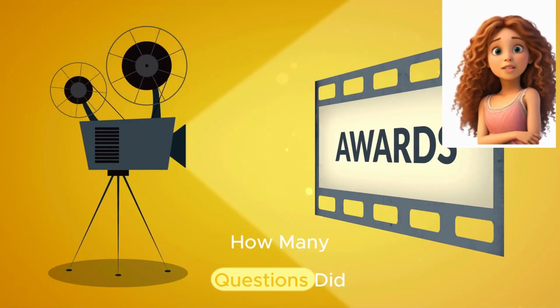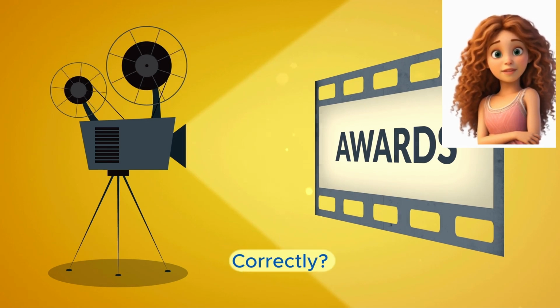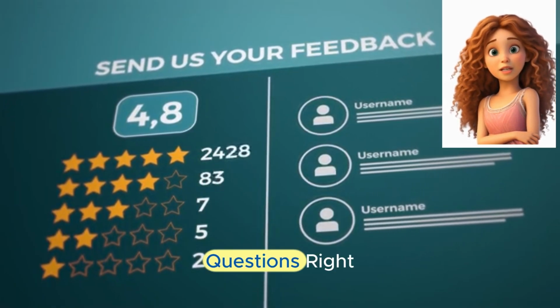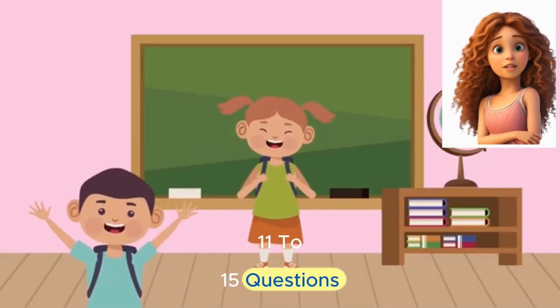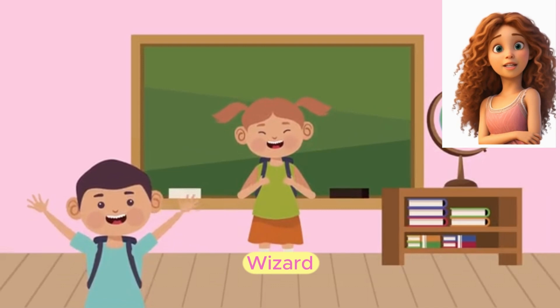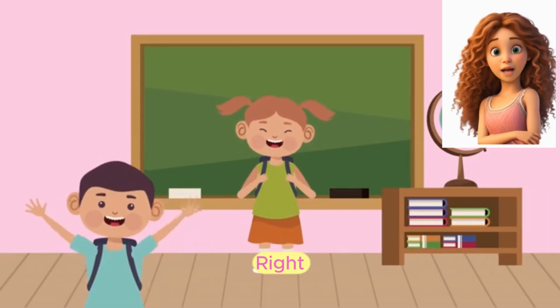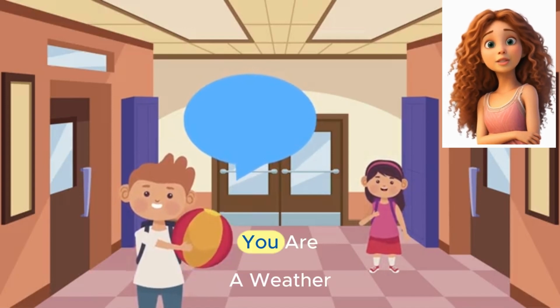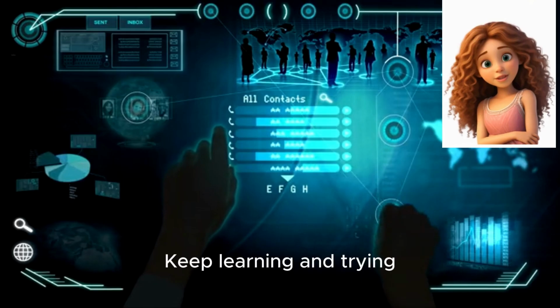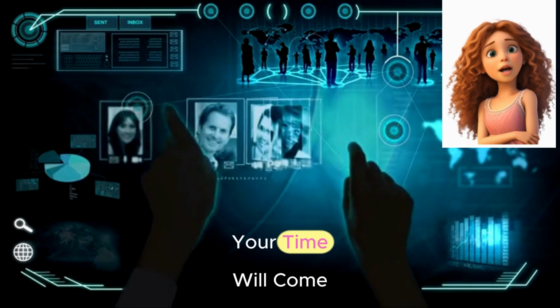How many questions did you answer correctly? If you got 16 to 20 questions right, you are a weather master. 11 to 15 questions right, you are a weather wizard. 6 to 10 questions right, you are a weather watcher. And 1 to 5 questions right, you are a weather learner. Keep learning and trying. Your time will come.